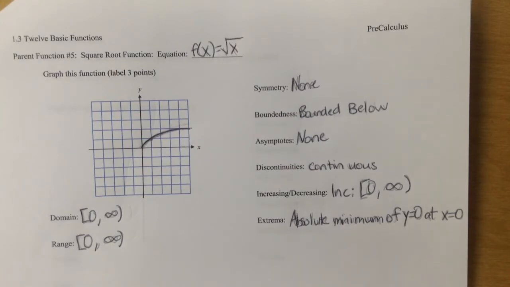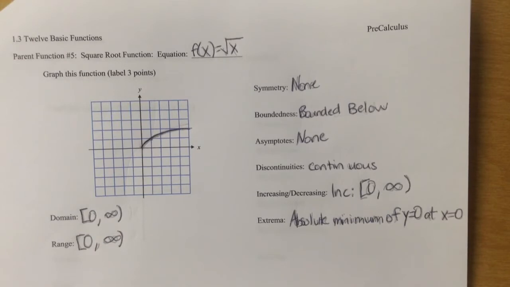Parent function number 3 is the cubic function, and its equation is f of x equals x cubed. The domain and range are both parentheses, negative infinity, infinity, parentheses. The symmetry is odd because when you flip the first quadrant over the x and y axis, it overlaps the part of the function in the third quadrant.